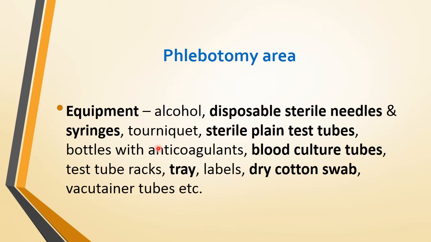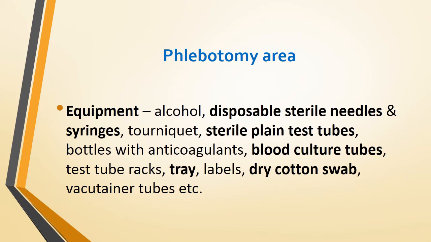So these are some of the equipments which is being given with respect to phlebotomy area. So equipments also include certain chemicals in this, like alcohol and other equipments like disposable sterile needles and syringes, tourniquets, sterile plain test tubes, bottles with anticoagulants, blood culture tubes, test tube rack, tray, labels, dry cotton swab, vacutainer tubes, etc. So just remember your phlebotomy area so that you will be able to list out the different equipments present in the phlebotomy section.